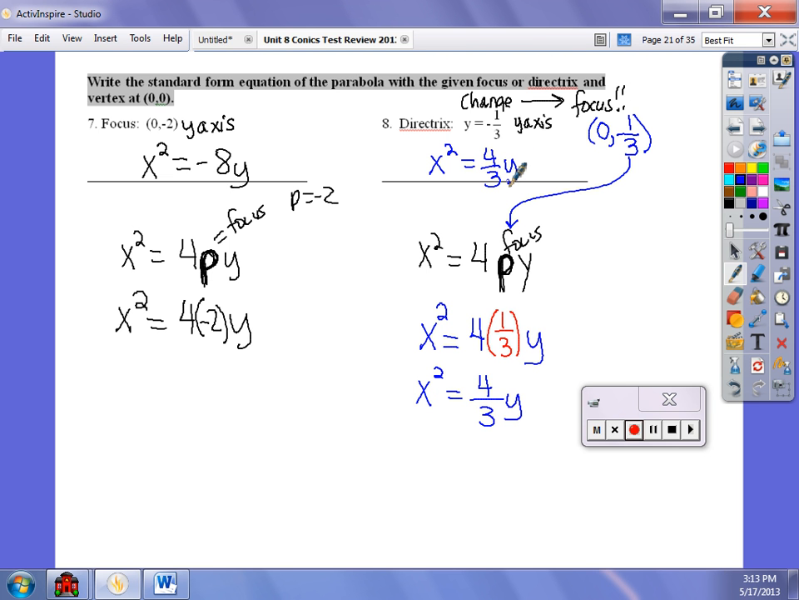Please do not, I repeat, do not write the decimal. I'm telling you, please don't write the decimal, okay? Since this is an equation, you want to keep it with fractions. Alright, so we're done with parabolas.